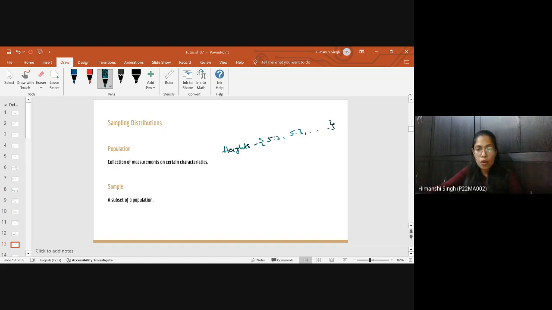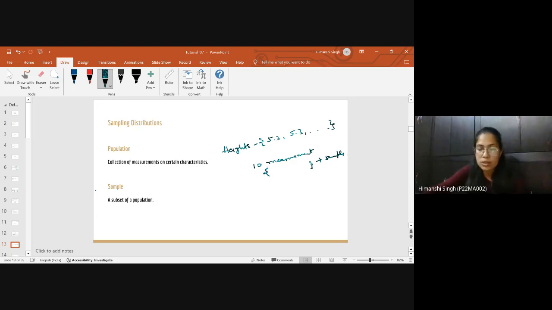From all of the heights, I just took a sample. Maybe I take 10 measurements, then I will call that a sample. So this is basically a subset of the population. I can take 10, 12, 15. It will be a sample provided that it is a subset of the whole population.